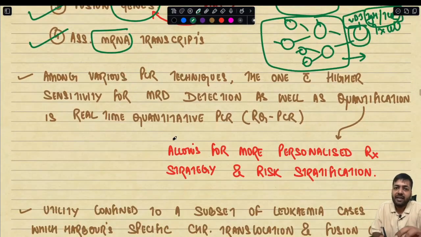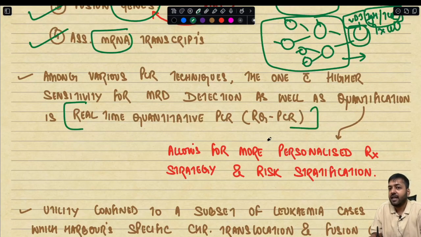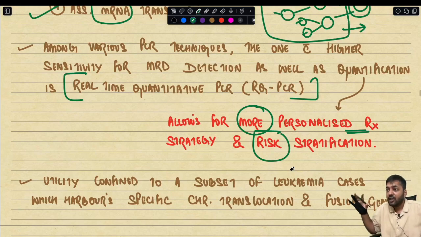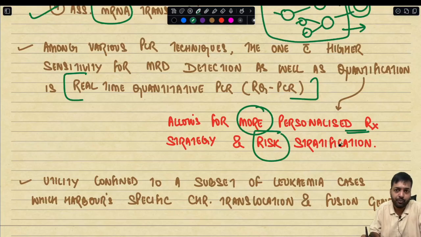So among the various PCR techniques, the one with higher sensitivity for MRD detection as well as quantification is the real-time quantitative PCR. As I told you, it allows for more personalized treatment strategy and risk stratification, because it is not only detecting but also giving you the quantification of how much of the MRD is remaining. So with that quantitative analysis, you can stratify the patient into various groups.